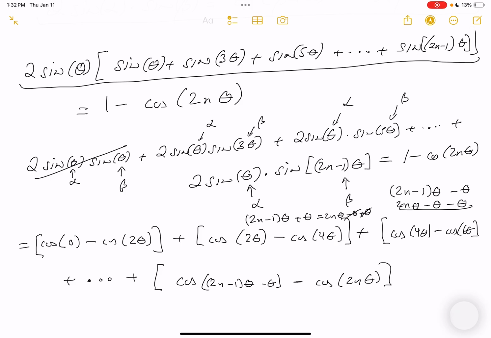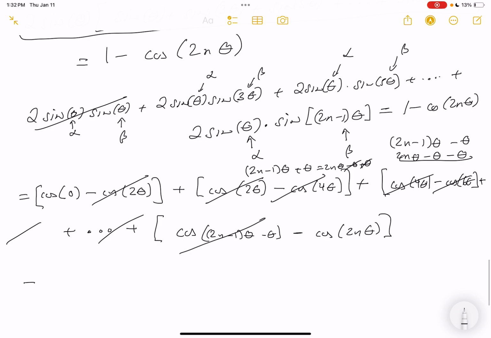All right. This was known as telescoping. I want to point out what I mean by that: this thing's going to collapse like a telescope. This would cancel that. This would cancel that. Now, I didn't write it down, but there's going to be another term over here, and this would cancel that. And so would everything else in the middle. But there'd also be something to the left of this one that would also cancel off. So what are we left with? We're left with cosine of 0 minus cosine of 2n theta.